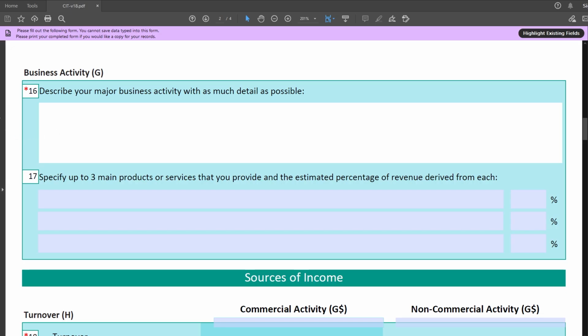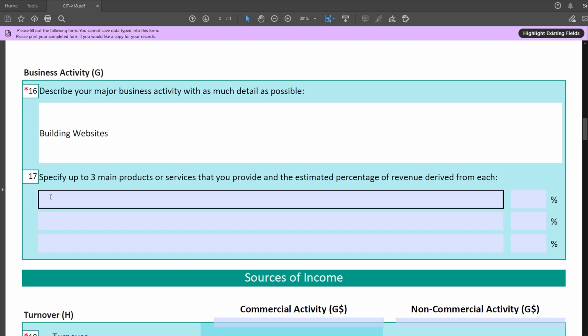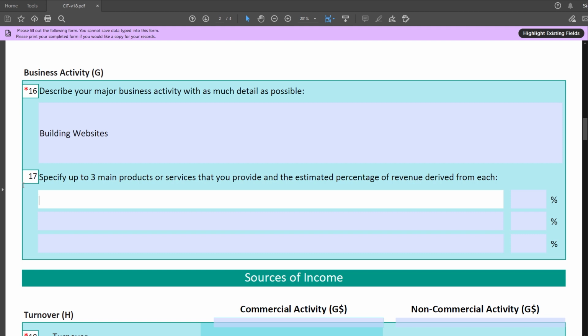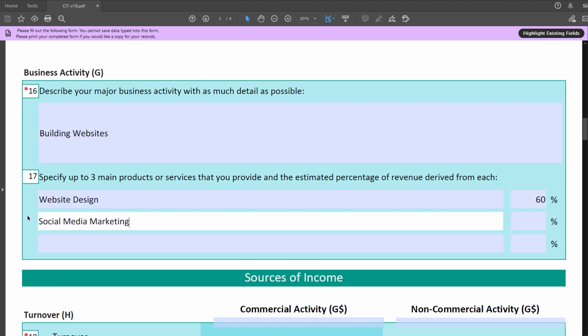Business activity. In line 16, describe the major business activity with as much detail as possible. This company's main activity is building websites for organizations and small businesses. In line 17, specify up to 3 main products or services that the business provides, and its estimated percentage of revenue derived from each. The main moneymaker for Absolute Design and Networks is building websites for organizations and small businesses, with 60% revenue. Social media marketing comes in second at 30%, and finally, consultancy services at 10%.